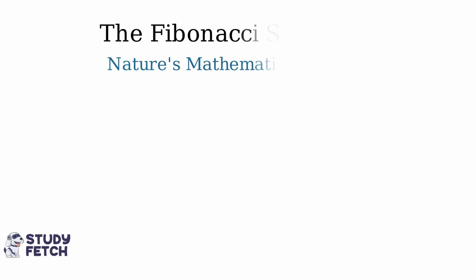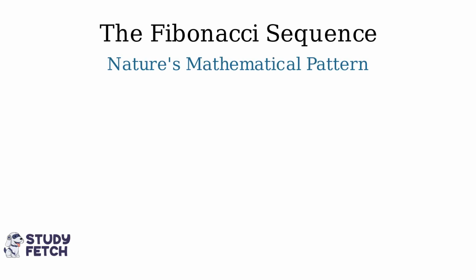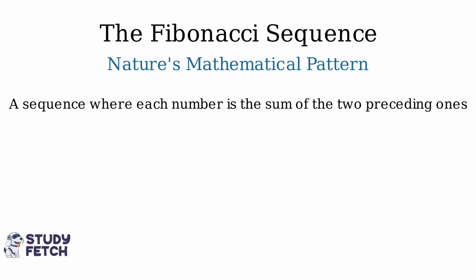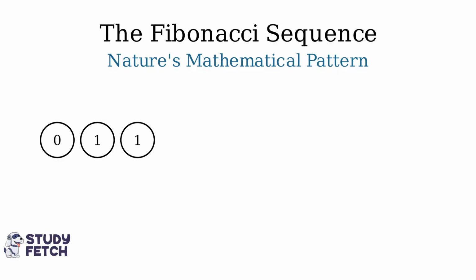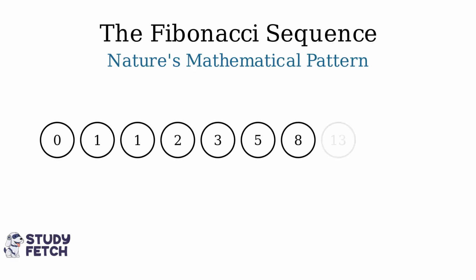The Fibonacci sequence is one of the most fascinating patterns in mathematics. It's defined as a sequence where each number is the sum of the two preceding ones. The sequence typically starts with 0 and 1. The sequence then continues with 1, 2, 3, 5, 8, 13, 21, 34, and so on.